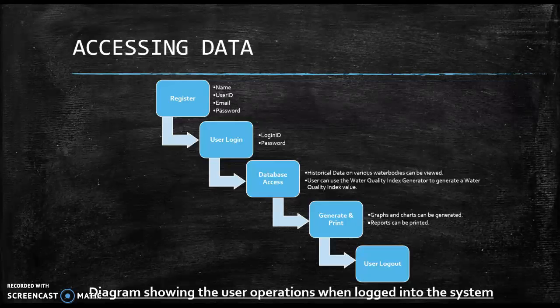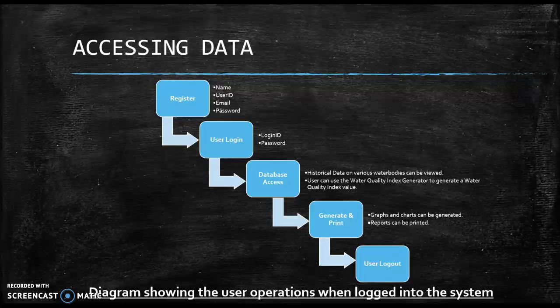Accessing data. This diagram shows the user operations when logged into the system. For registration, a new user is required to enter their name, user ID, email, and password. From this page, the user is taken back to the user login page, where the system requires the user to enter their login ID and password.